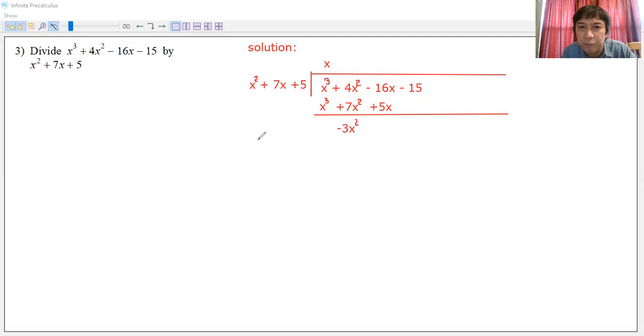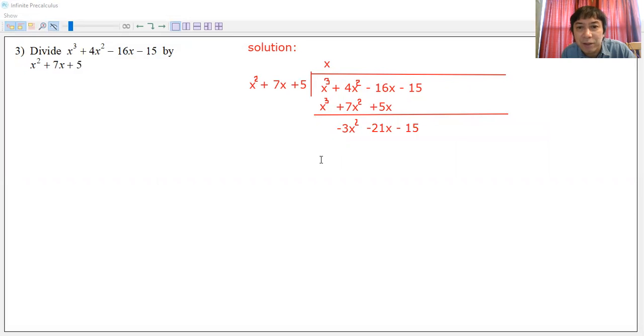Okay, negative 3x squared. Now, the next one is negative 16x minus 5x. That will become negative 21x, so negative 21x over here. And of course, that minus 15 is a negative 15 minus 0, so it continues with a minus 15 there.